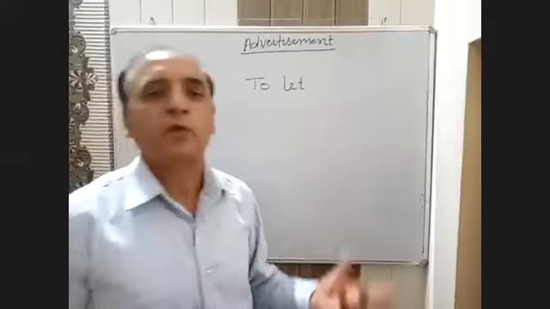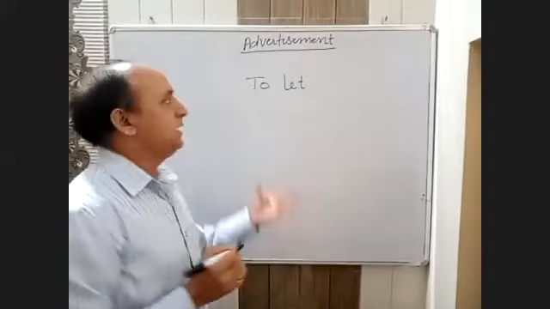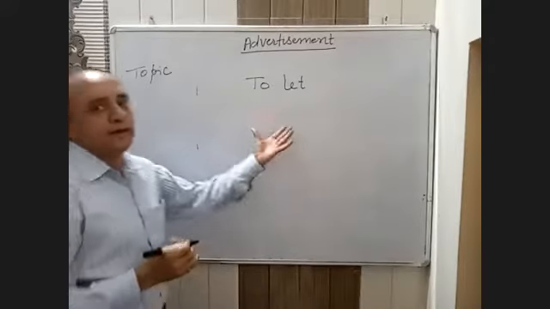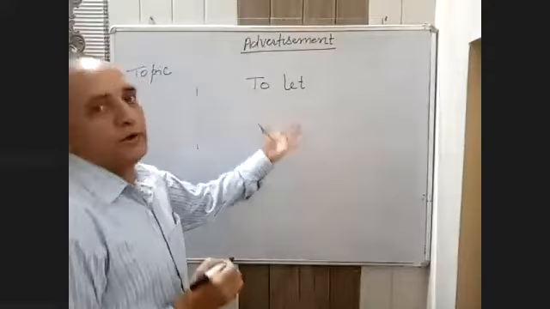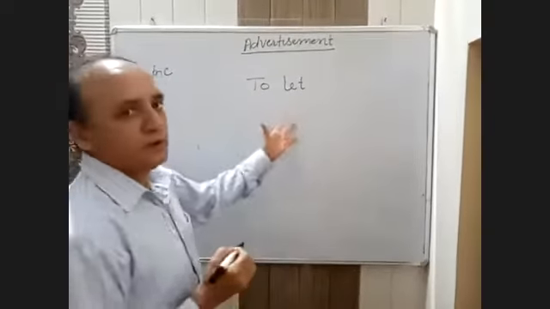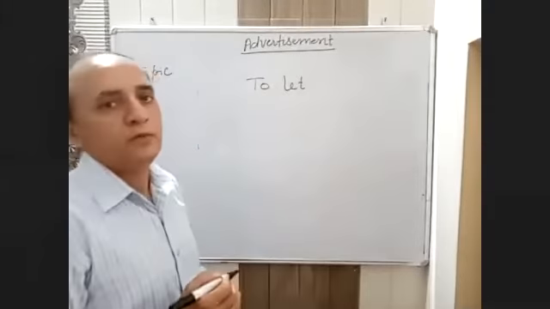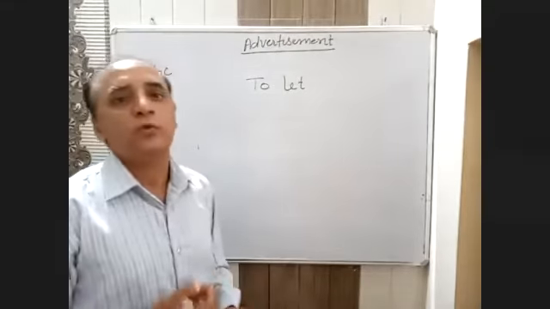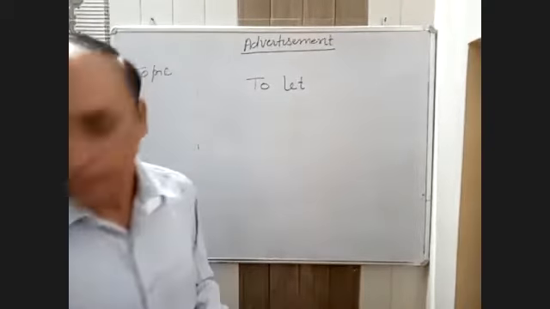You have to write the contact number at the end. See, first here you have to write the topic, what is the subject. For example, to let, wanted, accommodation wanted, situation vacant, situation wanted. There can be many advertisements like this. Even for the change of name, we give it in the newspaper, in the advertisement column. Okay, so we will start with the first, to let.